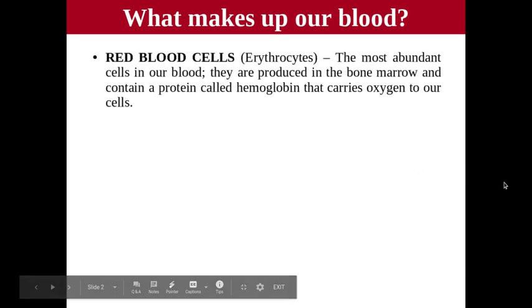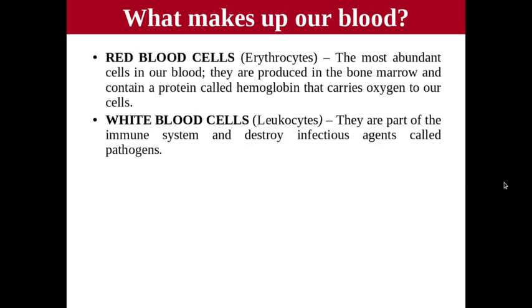So what makes up our blood? Blood is a couple different things. First is the red blood cells. They're the most abundant cell in the blood. They're produced in the bone marrow and contain proteins called hemoglobin that carry oxygen to our cells. We also have white blood cells. They're part of the immune system that destroy infections called pathogens.